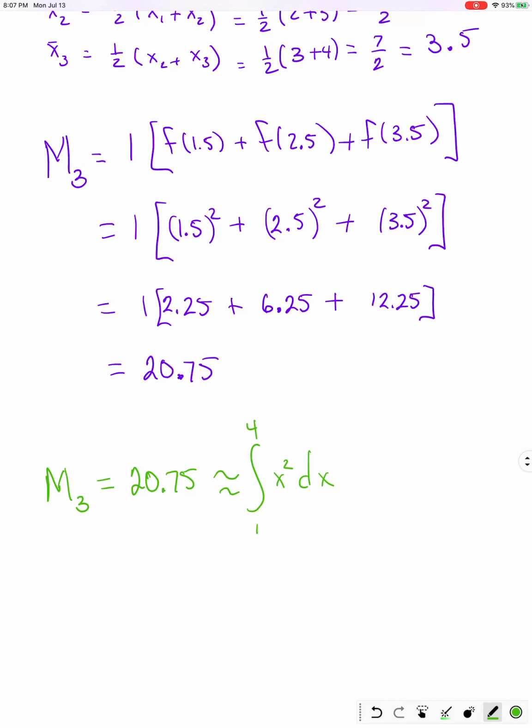Okay, hope that video helps as to what's actually happening with the midpoint rule, and this has a powerful application in many of the STEM fields.